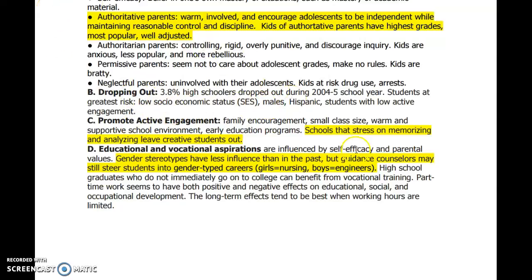So it's important that schools not only focus on memorizing and analyzing. Creativity needs to be encouraged as well if you want active engagement of the students. And then the last part is talking about gender stereotyping. Make sure to read through that and how that still sometimes occurs.